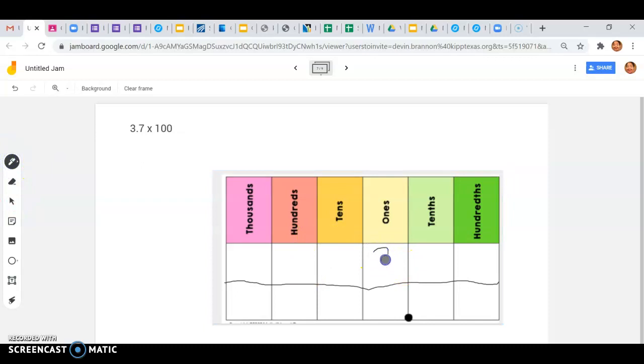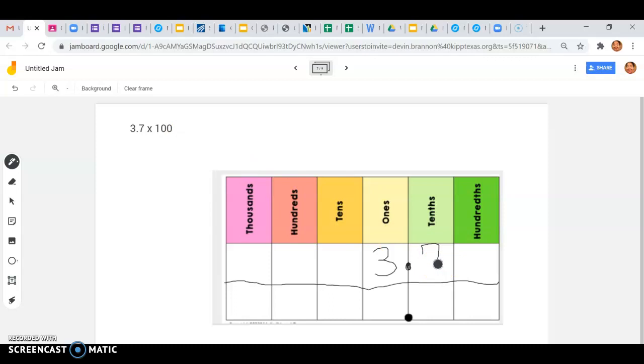So we have 3 that's in the ones place, and then 7 that's in the tenths place. And I'm going to draw a little decimal here so we know that we have a decimal there. So we have 3 and 7/10. Well, this says that we're multiplying by 100. If we're multiplying by 100, we know that our place value chart is moving by groups of 10. So 100 is 2 groups of 10 because we know that 10 times 10 gives us 100. So we're going to move our place value 2 spaces to the left.